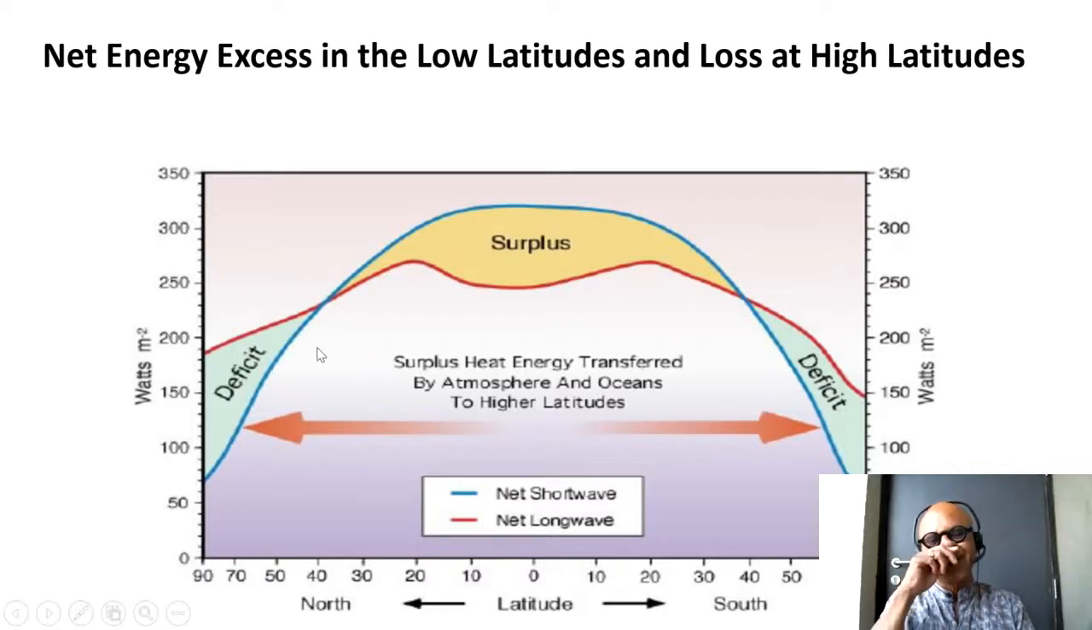To repeat our results from before, we have surplus energy in the lower latitudes and there is a deficit of energy in the higher latitudes. So there is a constant transport of energy by the atmosphere and the ocean from the low latitudes to the high latitudes. Nature doesn't like energy gradients. It always wants to smooth them out.